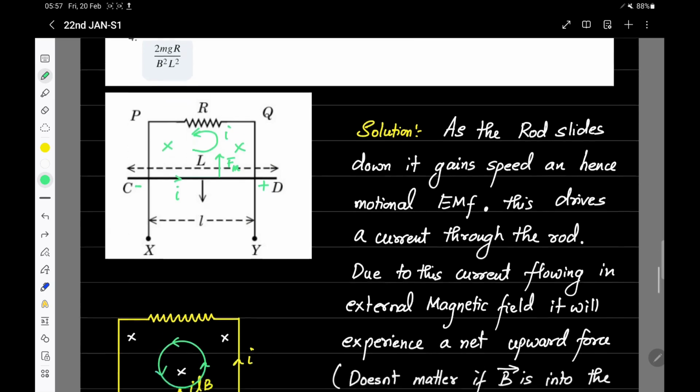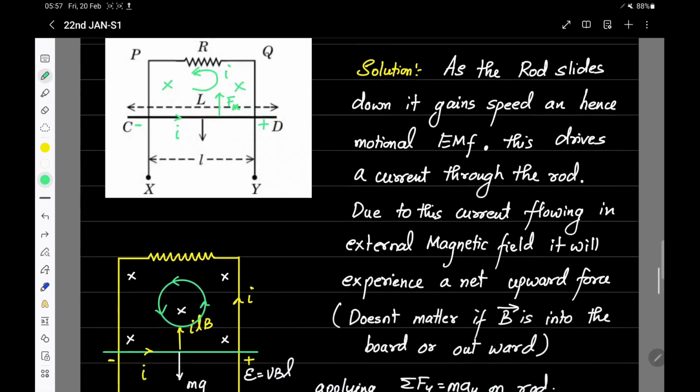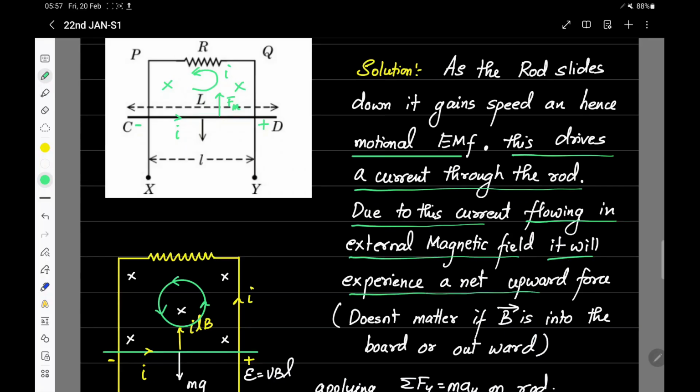Okay, so let's read what is written. As the rod slides down, it gains a speed and hence a motional EMF. This drives a current through the rod. Due to this current flowing in external magnetic field, it will experience a net upward force, right? The current driven in the rod will experience a force due to external magnetic field.